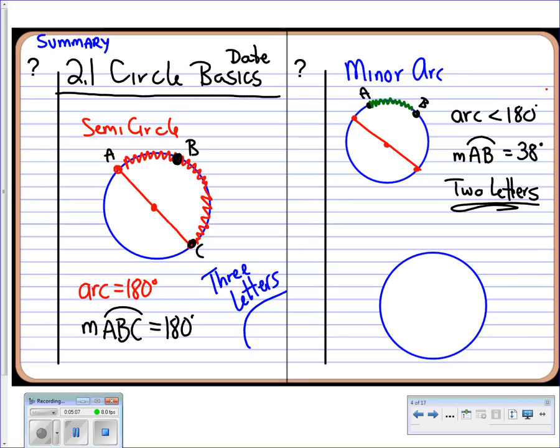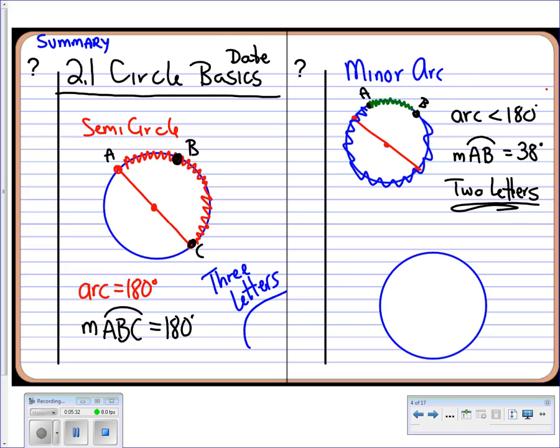Next up is a minor arc. That's an arc whose measure is less than 180 degrees. We would write, like an example, the measure of arc AB is equal to 38. We always use two letters when we're talking about a minor arc. So if I see two letters with an arc above it, I know that you're talking about the minor arc and not maybe the major arc that's on the back side. Of course, you should be using three letters to designate that thing.